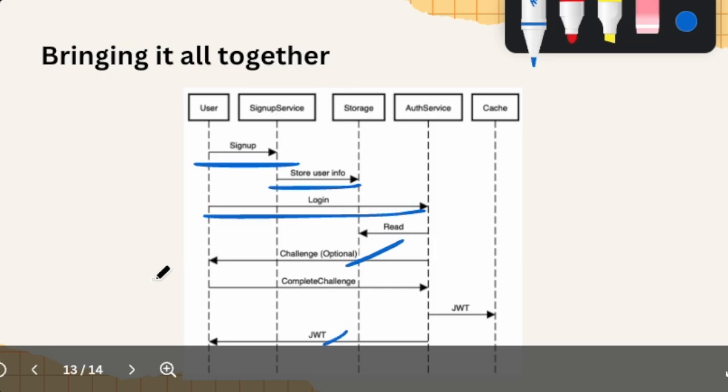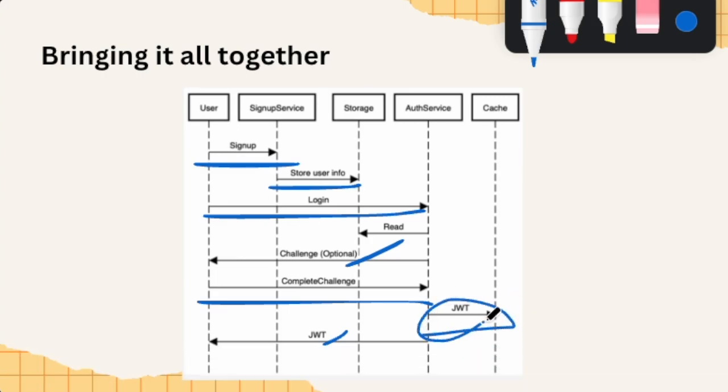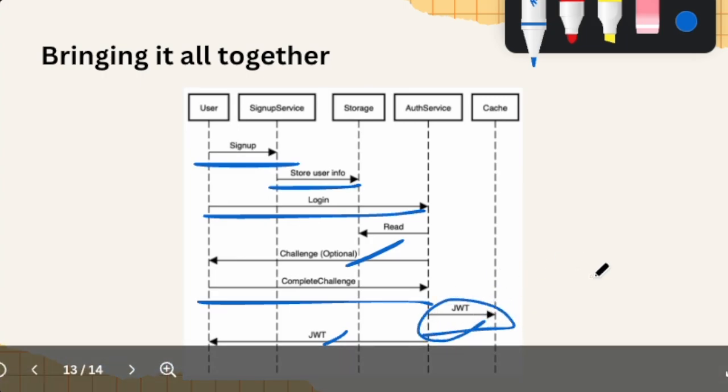Once this is successful, the auth service will get a JWT from cache, or if there is a cache miss, it will be obtained from the crypto service. And then that JWT will be returned to the user. That is the token which can be used for subsequent calls. So this is how the whole picture looks.